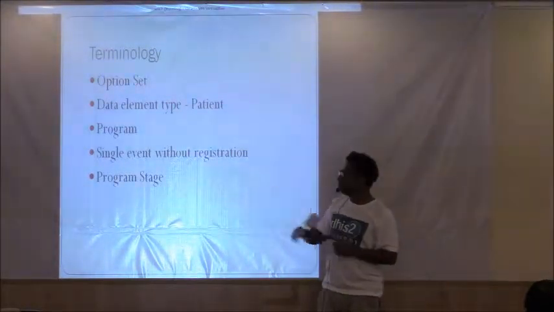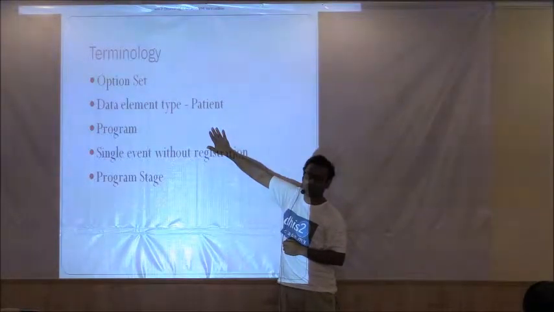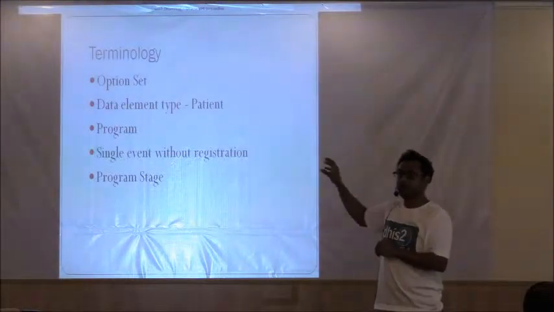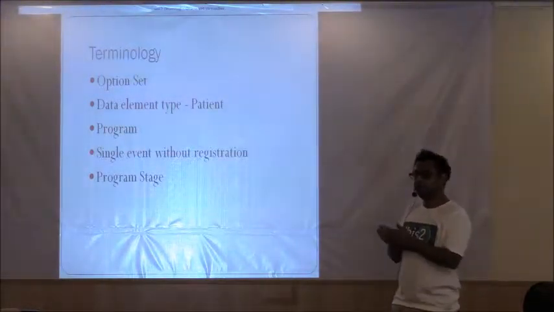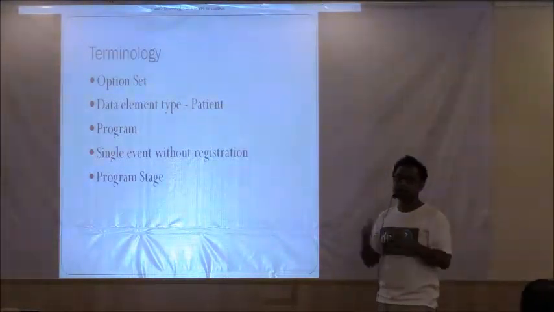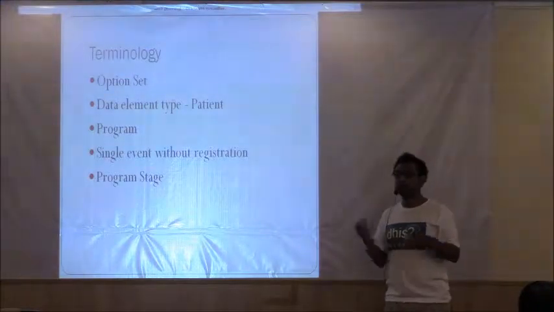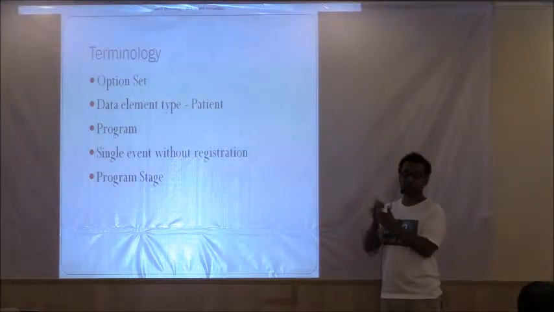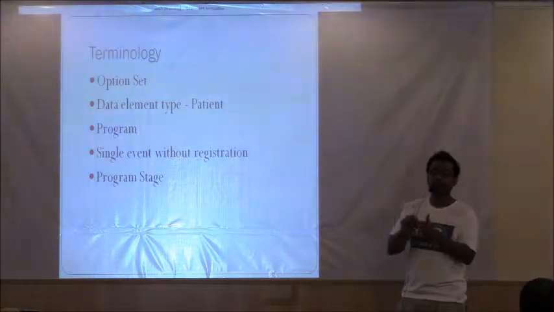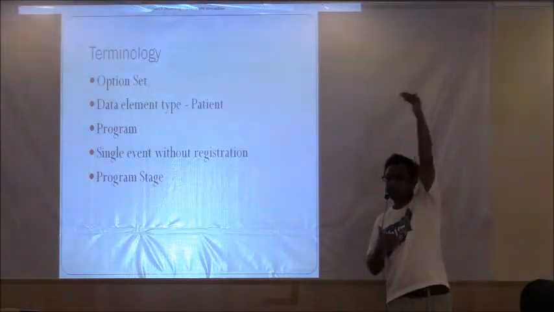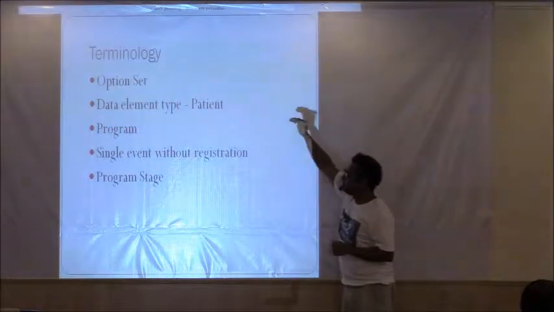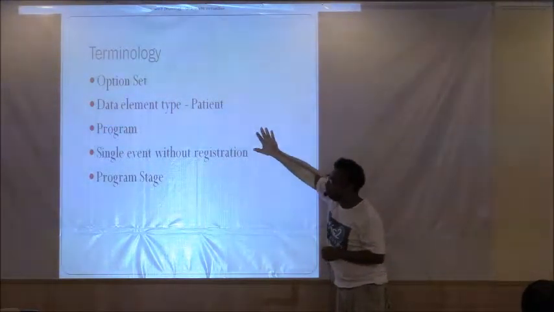Other terminology is program. We have the data set in aggregate, right? So now we call it program. A program can be, say, a mobility program, or a mother and child care program, or a TB program. Now we focus on programs, on the granular data, like define your own programs. We don't call it define your own data set or own form. That's in aggregate. Okay? Clear? Option set, data element type, patient, programs.